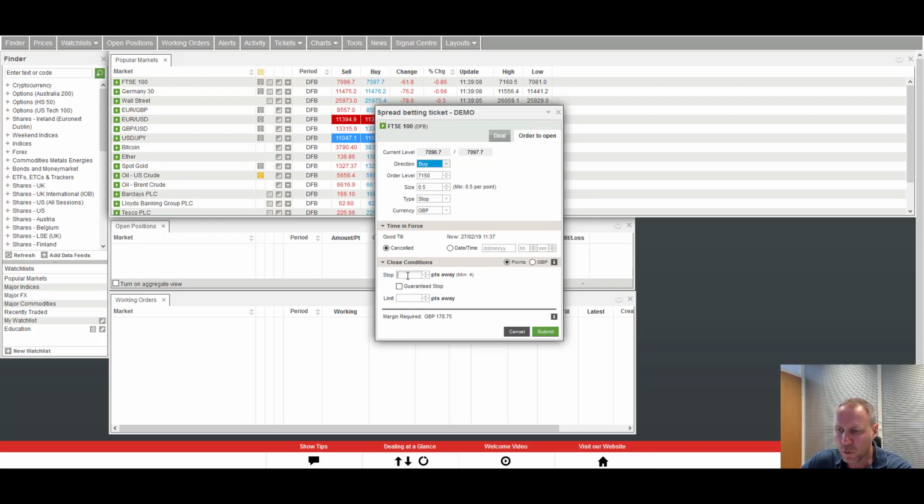Let's put a stop in at 12 points away. It says here that the minimum distance is 4 pips. So if I put 12 in here, you can see the actual price coming up where that stop is, 71.38. Limit order here, this is where I want to take some profits. So we can set that up. Let's put 50 in here. This is just a demo account. So my stop is 12, my limit, my profit target is 50. This is an order to open. Once I do that, I'm happy with it.